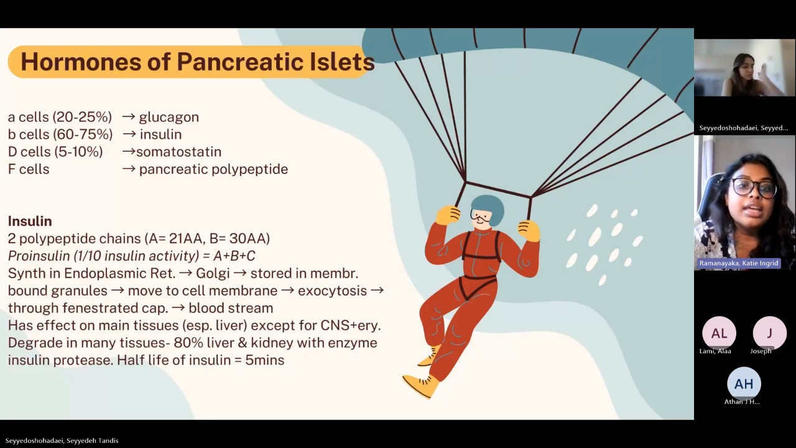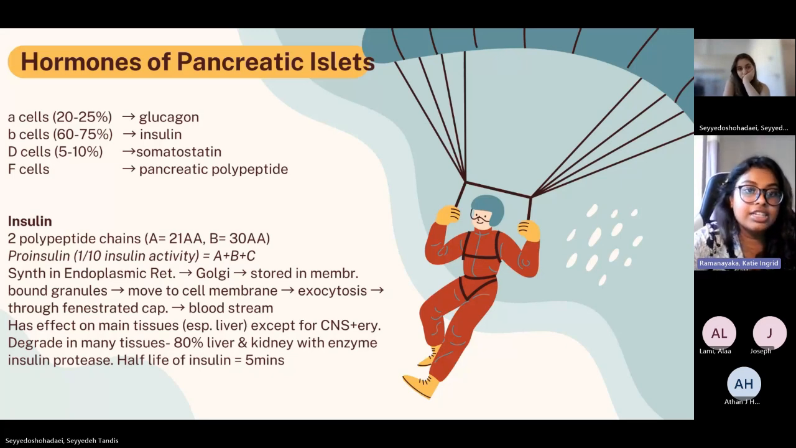bloodstream. Insulin has an effect on many tissues, especially the liver, except for tissues like the CNS and erythrocytes, which are insulin independent. It degrades in many tissues. 80% of it degrades in the liver and kidney with the enzyme known as insulin protease, and the half-life of insulin is 5 minutes. Next slide, please.